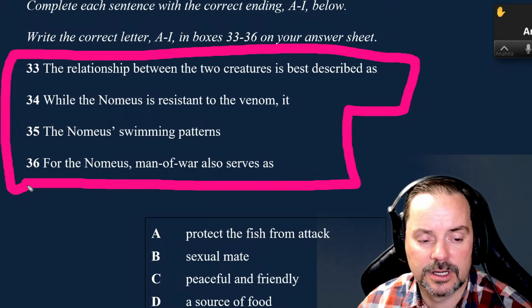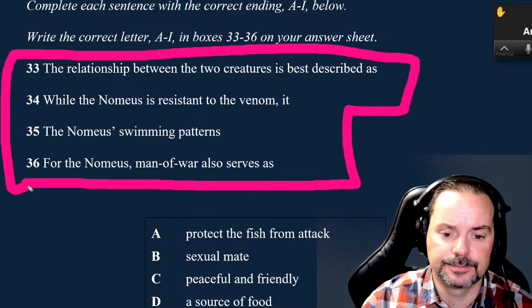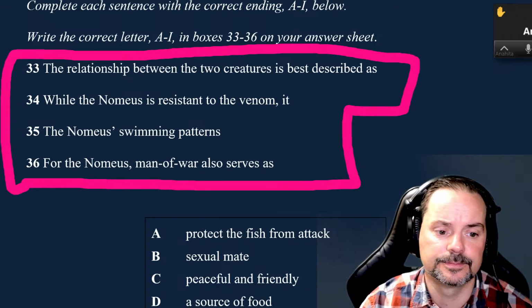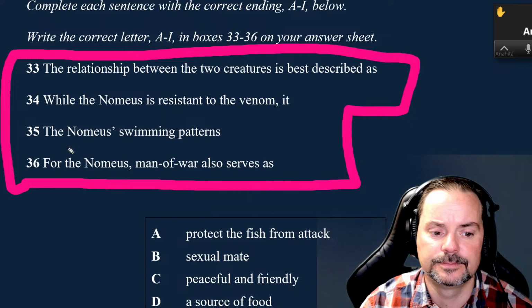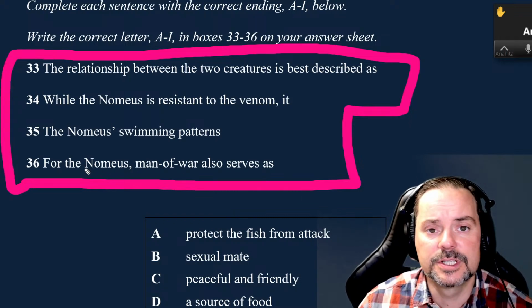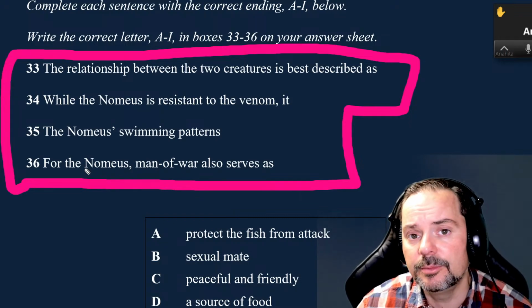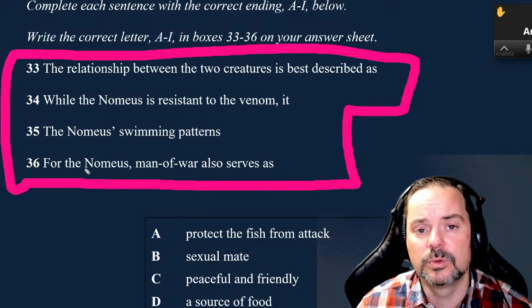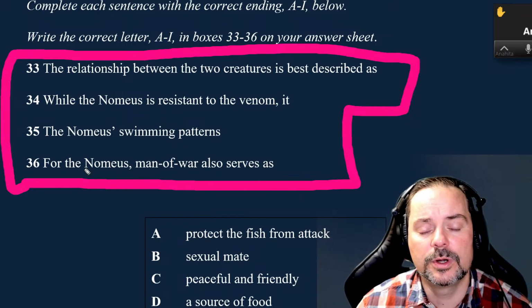Okay, go ahead, Anahita. The relationship between the two creatures is best described as 34, while the Nomius is resistant to the venom at 35, the Nomius swimming patterns 36, for the Nomius, the Man of the War also serves as. Okay, good. So having read these 4 statements, you get a little bit more help or insight into what this passage is about. So what do you get? What do you see?